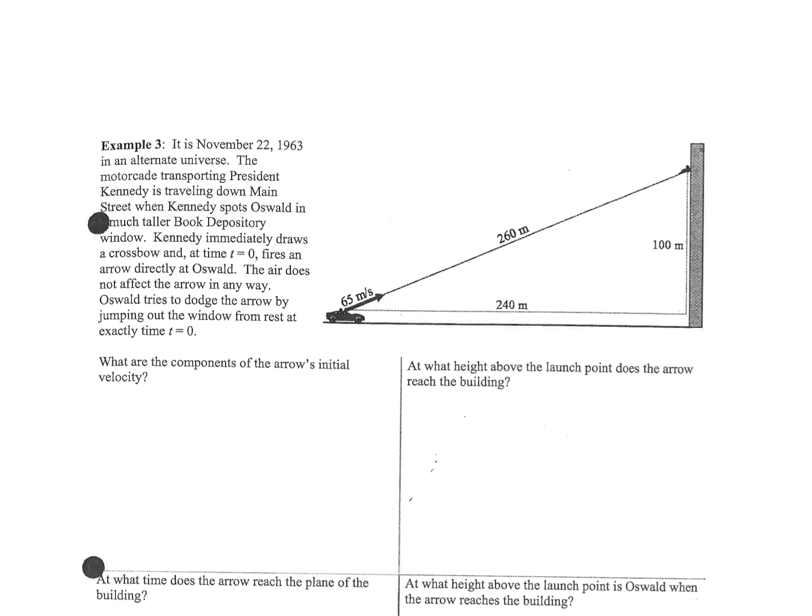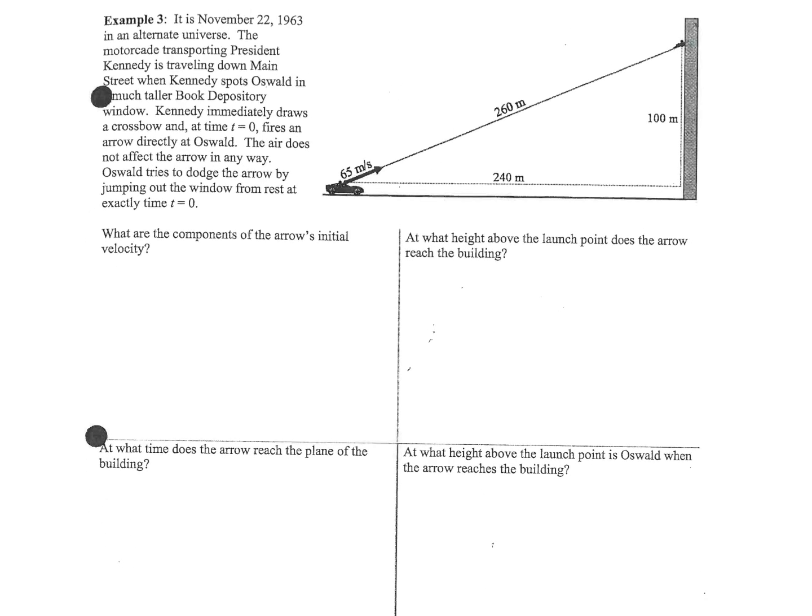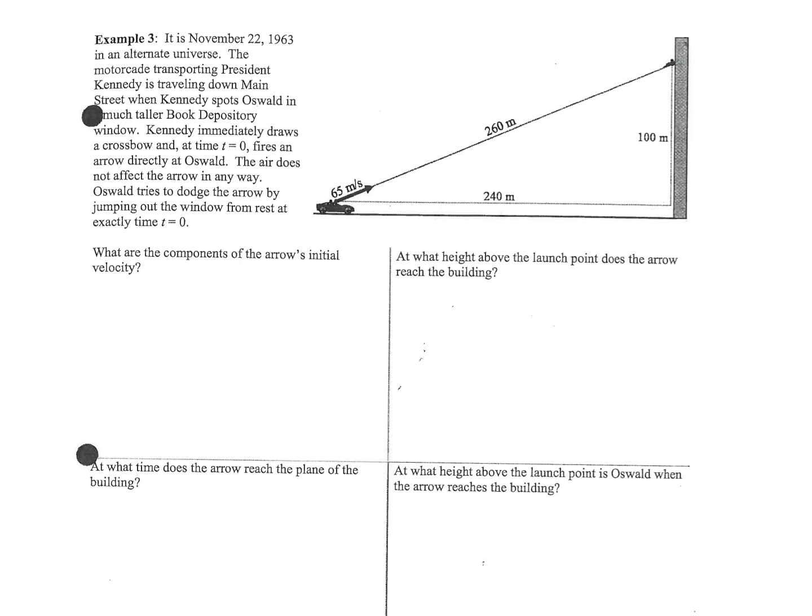Example 3, shooting at a wall. Here we go. November 22nd, 1963, in an alternate universe, President Kennedy is traveling down Main Street, book depository, shoom. Kennedy immediately draws a crossbow when Oswald shoots at him and shoots back at Oswald. All right. So he tries jumping out the window at the exact same time.